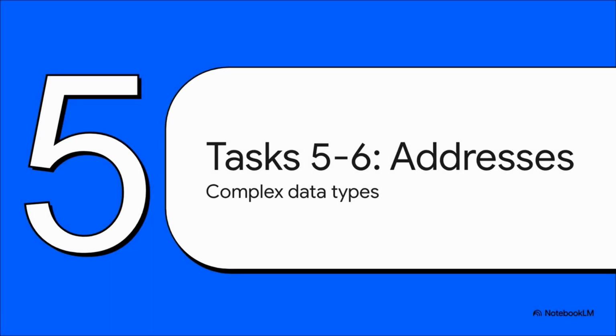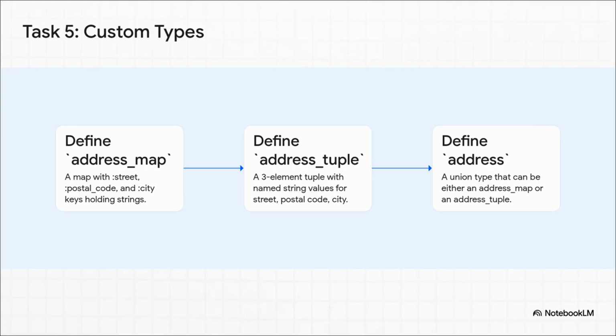All right, moving on, we're going to tackle something you'll see all the time in the real world, dealing with more complex data structures, like a mailing address. For task 5, we get to create our own custom types. Think of it like building your own Lego bricks. We use @type to define two different ways to represent an address. One is a map, one is a tuple. Then, and this is the clever part, we create a third type called address that can be either one of them. That makes our code way more flexible.